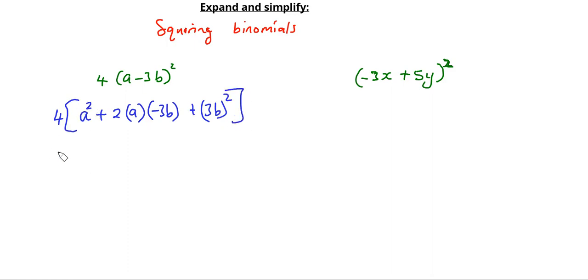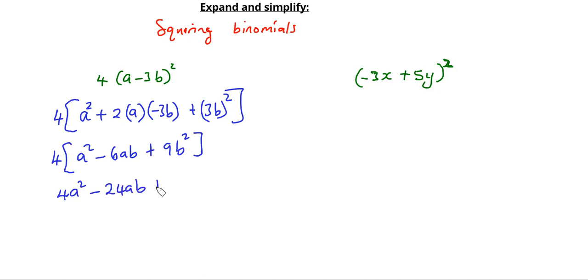Now let's look at this one here. We have 4, we take it down like that, a squared. Then in this case, 2 times negative 3 is going to give us negative 6ab. Then plus 3 times 3 is going to give us 9b squared. Then the 4, we take inside. 4 times a squared is 4a squared, minus 4 times 6 is going to give us 24ab, then plus 4 times 9 is going to give us 36b squared. This becomes our final answer.